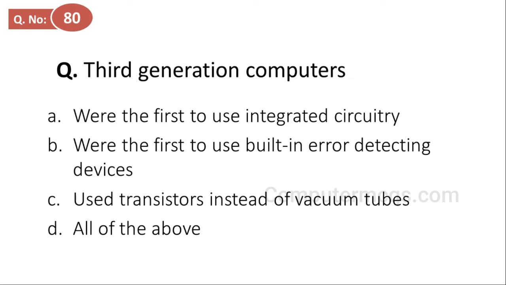Third generation computers were the first to use integrated circuitry, were the first to use built-in error detecting devices, use transistor instead of vacuum tubes, all of the above. And the correct answer is option A, were the first to use integrated circuitry.